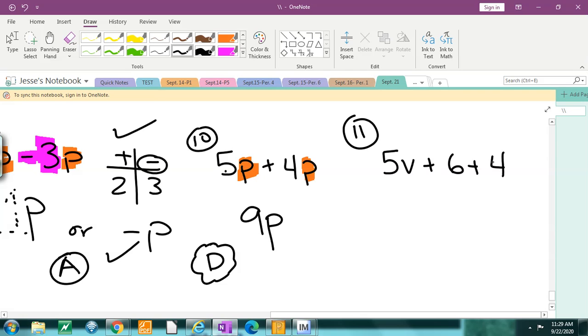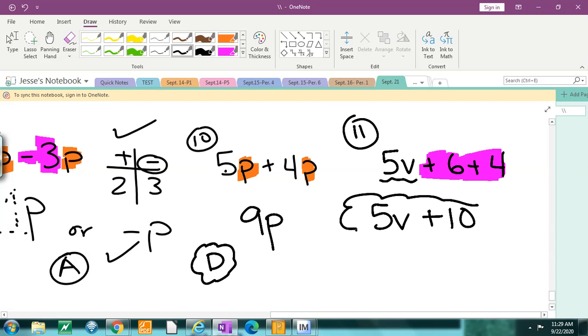So here we have 5v plus 6 plus 4. Now, all these other terms don't have a v. This 5v is by itself, so just leave it alone, right? And then what about the 6 plus the 4? Well, they're constants, right? 6 plus 4, that's easy. That's 10. I don't have to do the t-chart, right? So we're done. See? That was pretty easy. So that's going to be letter B.